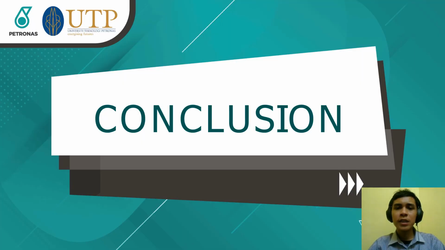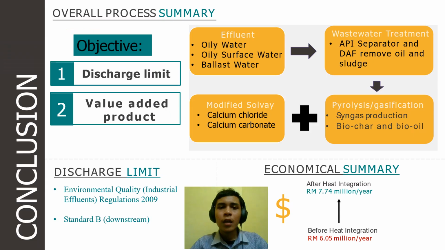Now I will highlight the major takeaways from this presentation. The objective of this plant design is first, to ensure the final treated wastewater meets the discharge limit set by the government, and second, the recovered material from the wastewater is to be converted into value-added product. In this case study, the industrial effluent consists of oily water, oily surface water, and ballast water which contain high BOD and COD due to the presence of oil and other organic compounds.